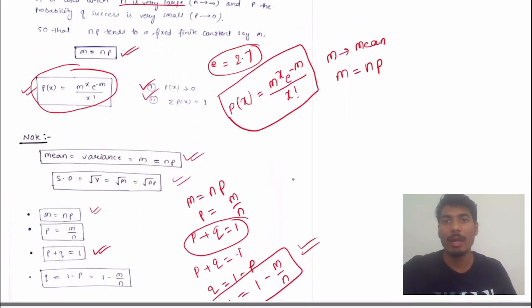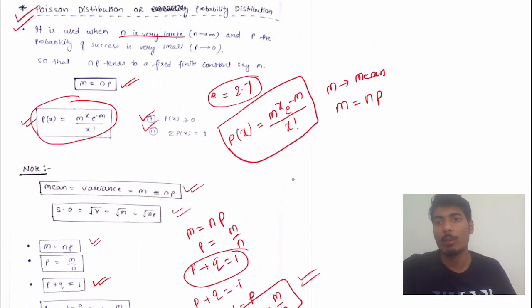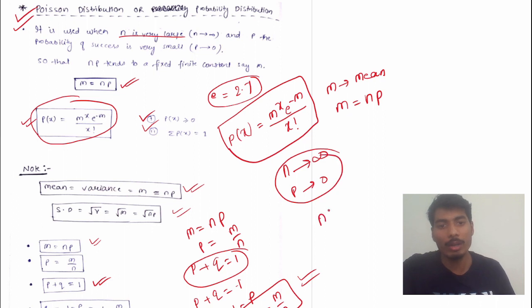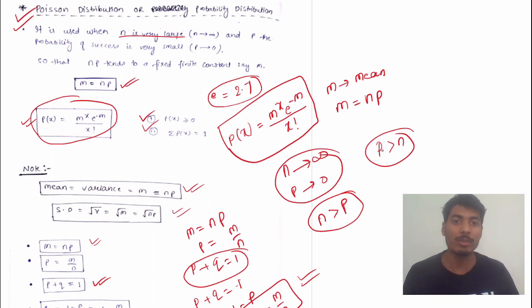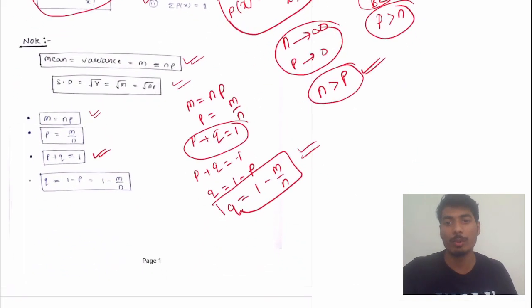Remember this formula and keep in mind when we use Poisson distribution. Poisson distribution is used when n is very large, n tending to infinity or p tending to 0, or we can say n is always greater than p. And Bernoulli's theorem is used when p is greater than n. This is the difference between Bernoulli's and Poisson distribution. This is for Bernoulli's and this is for Poisson distribution. Now we move towards the problems.